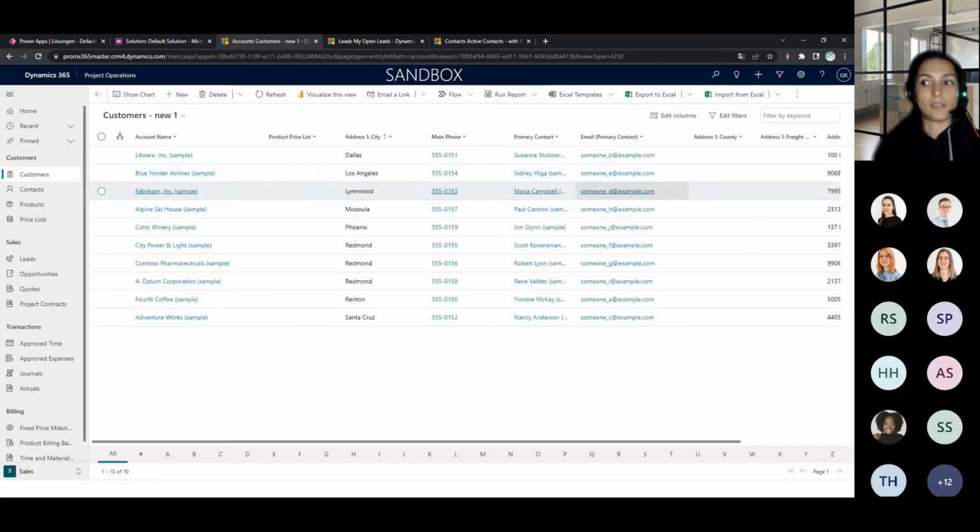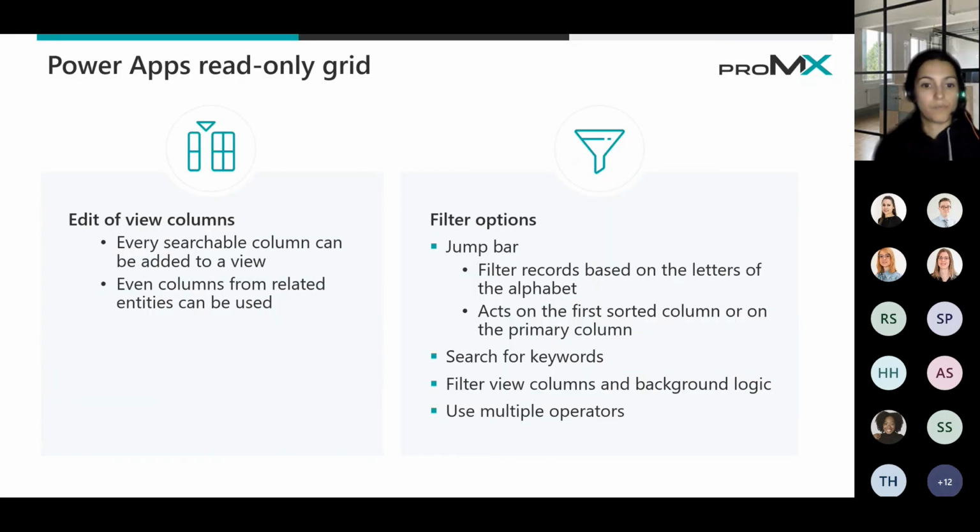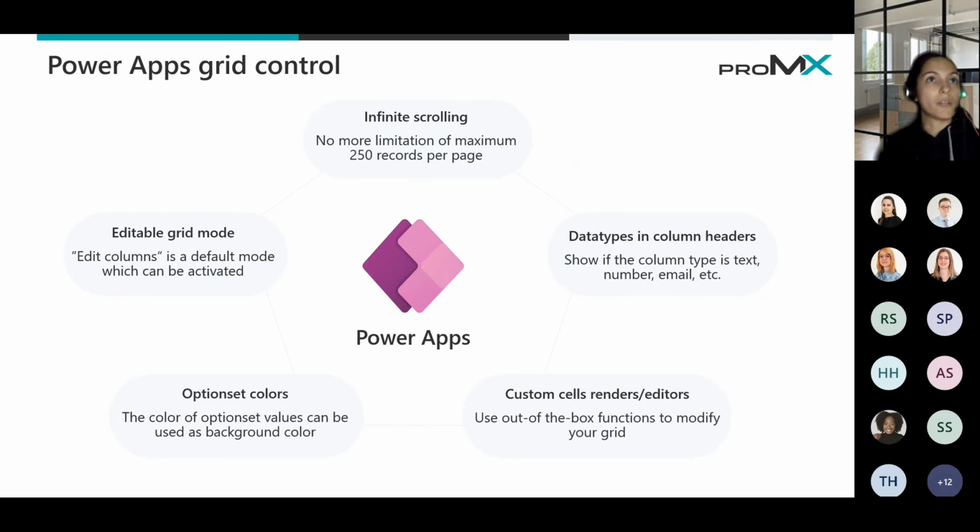Okay, so let's go back to our files and take a look at our new grid control. What features do we have here? We have the possibility of infinite scrolling. Let's start here at the top. There's no more limitation of maximum 250 records per page. If I don't want to have this maximum, I can activate this infinite scrolling and just scroll and scroll and scroll down without any limitations.